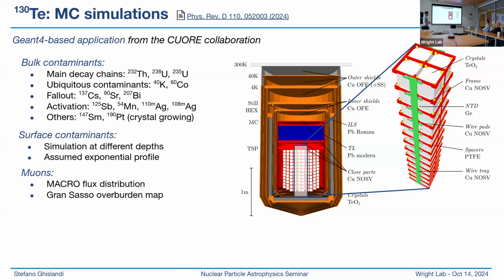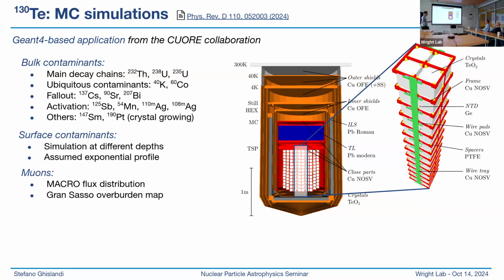Some other contaminants are modeled as surface contaminations, so they are not uniform in the volume, but are mainly on the surface. So we are assuming different exponential profiles for the activities of these contaminants, with different characteristic depths. This is done to try to explain the shape of the mainly alpha peaks that we see in our data. Then we have also external fluxes. Here outside there are also external shields.